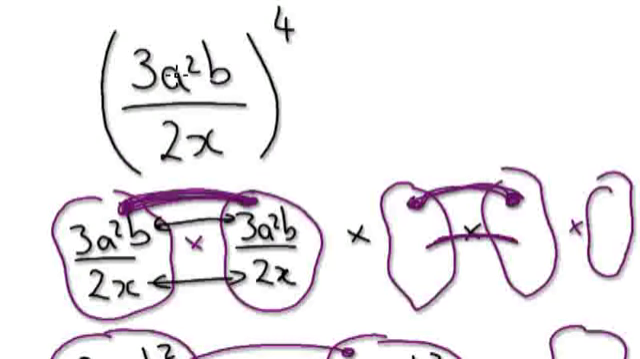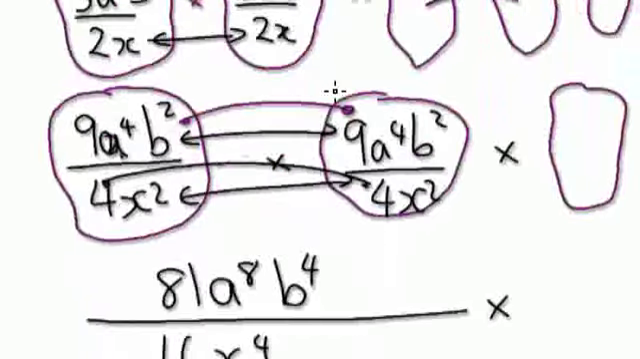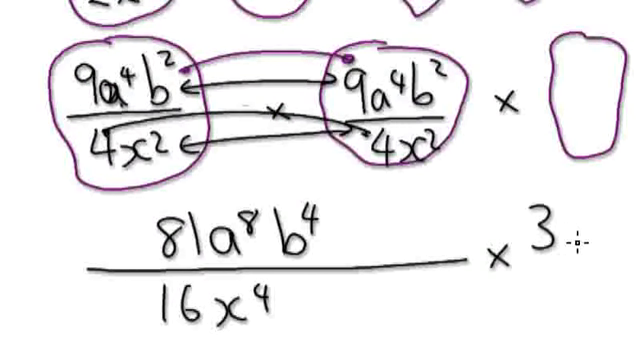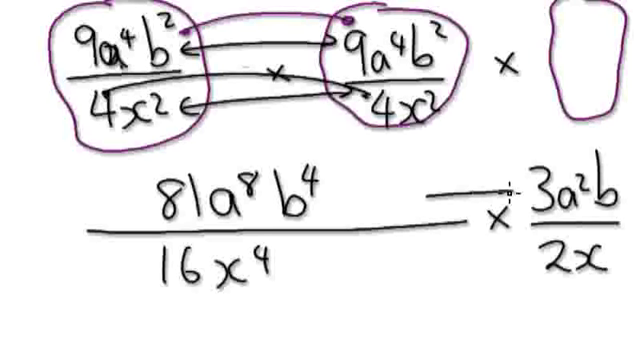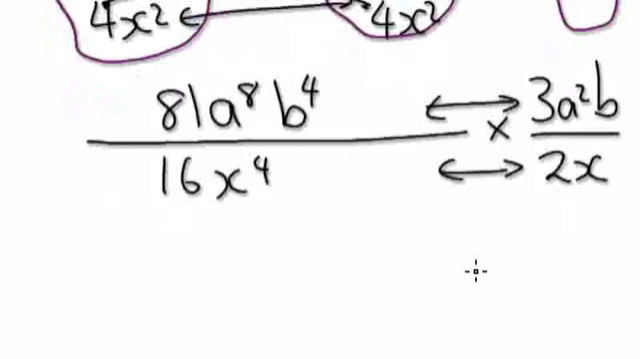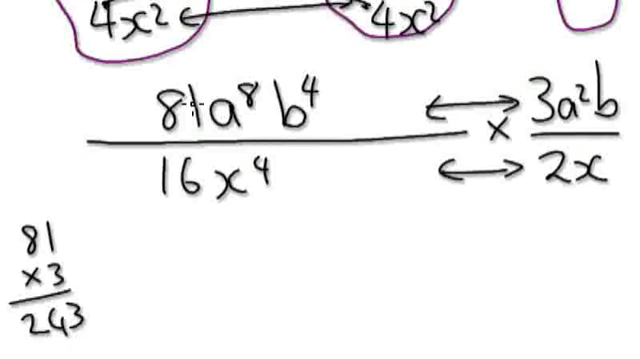And don't forget, we've still got this last one here, which was the original, okay, which is this original one here, which was 3a squared b over 2x. Okay, now it's just fraction times a fraction. So top times top, bottom times bottom. So 81 times 3 again. What was it? 243.